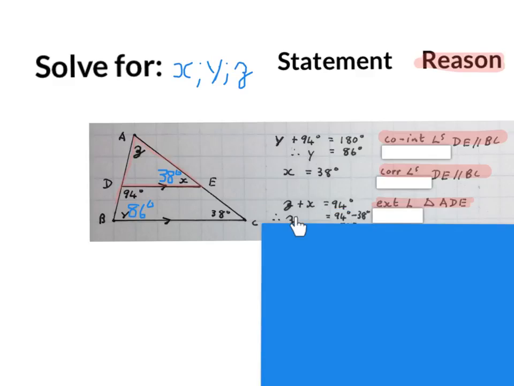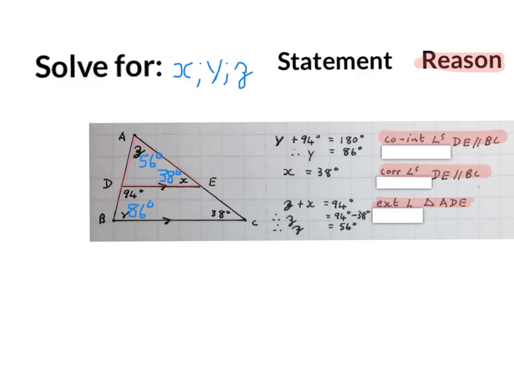Then we may write z equals 94 minus 38. I minus the x on this side to get the z alone. And the final answer for z is z equals 56 degrees, which I can also write in on my sketch. Now I can check if I add the 56 with the 86 plus the 38, I should get 180 degrees. That's another way you could have used. Please stop the video and get your brain around this problem.